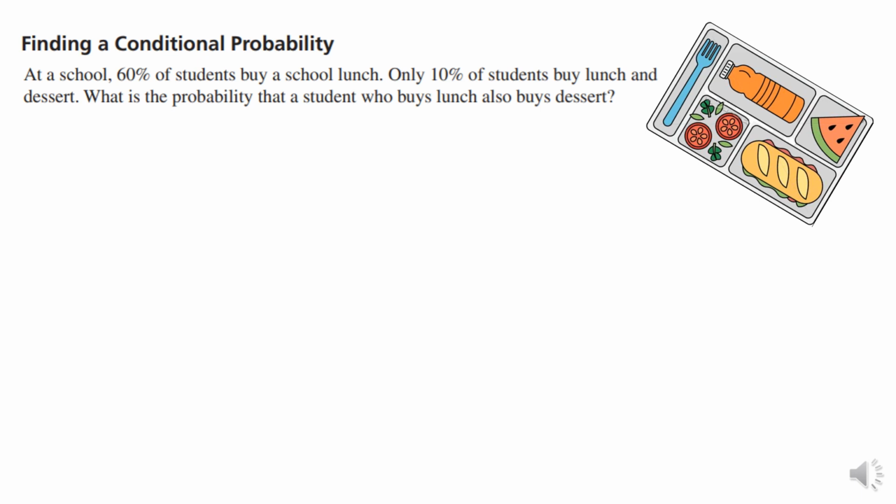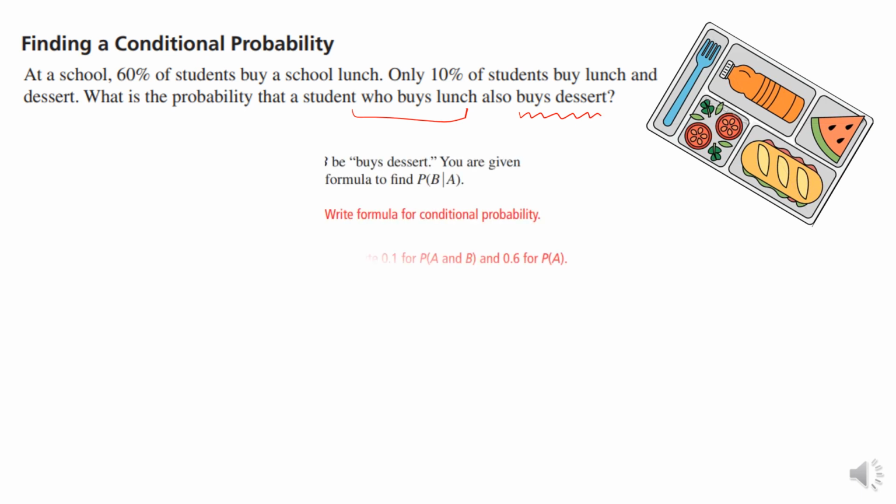Okay, this last problem, it's giving you the answers, and you have to figure out what part of the formula they are. So at school, 60% of the students buy a lunch. Only 10% of the students buy lunch and dessert. What is the probability that a student who buys lunch also buys dessert? So this buys lunch is our denominator, and this would be our numerator. So now you have to look at these figures and figure out what that is.